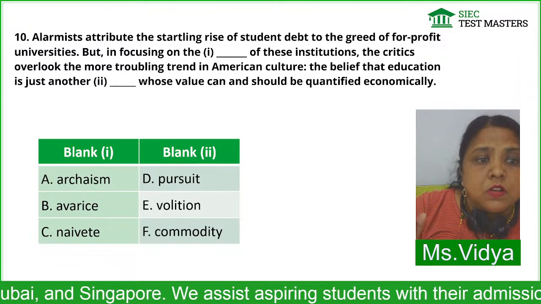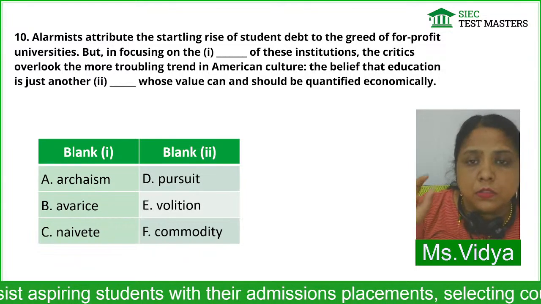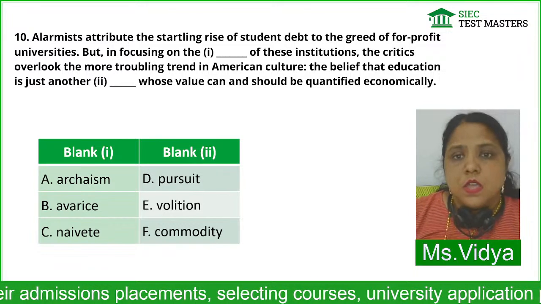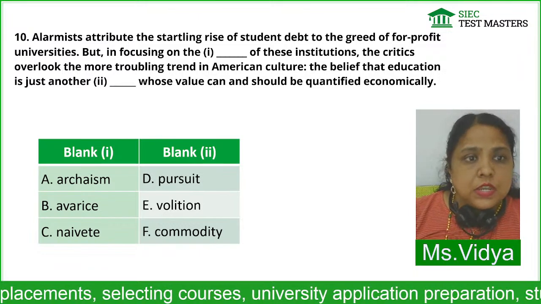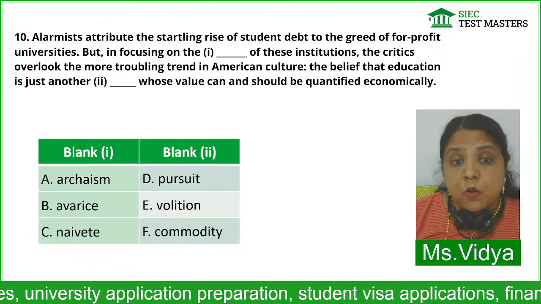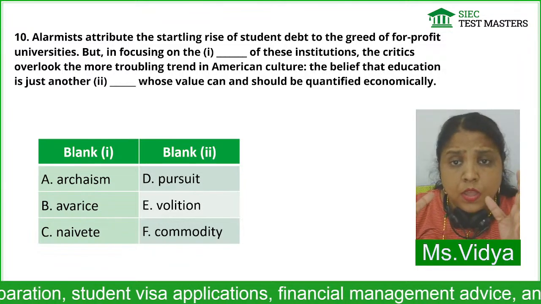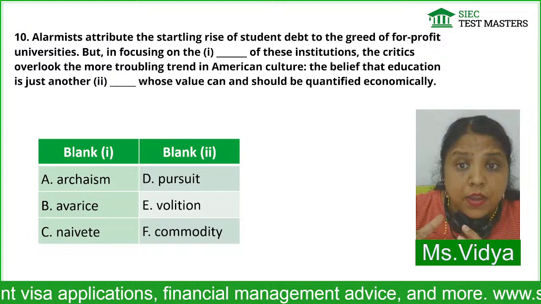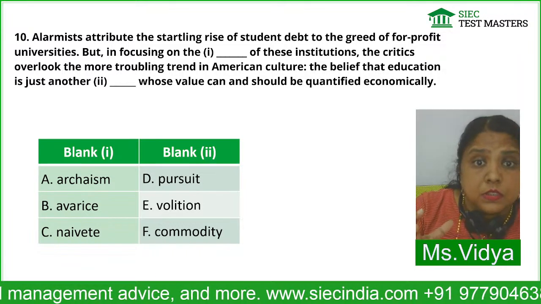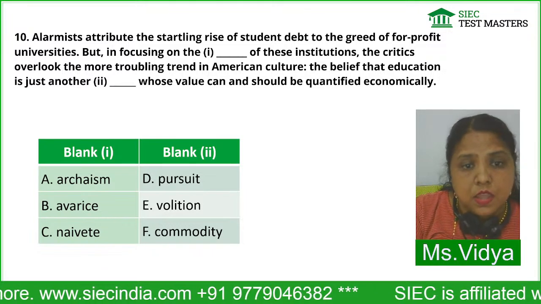So, but in focusing on the avarice of these institutions, the critics overlook the more troubling trend. Colon is there. Colon means that the troubling trend is given next. The belief that education is just another commodity whose value can and should be quantified economically. How did I come to know it is commodity? Because its value can be measured, quantified economically. So they are treating it as a commodity. That is a troubling trend in American culture. So commodity is the answer.